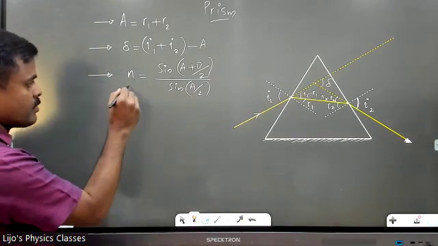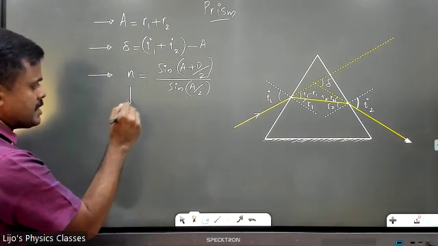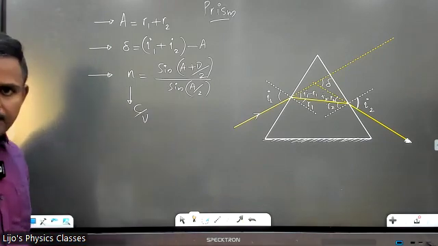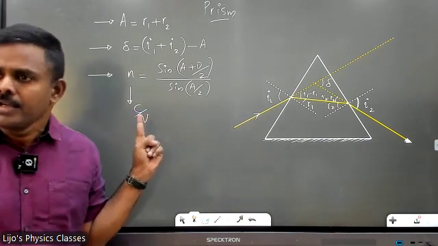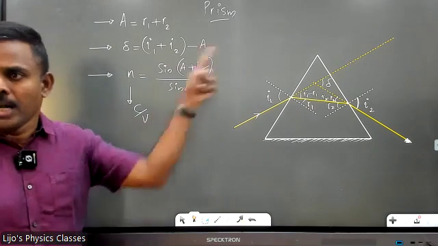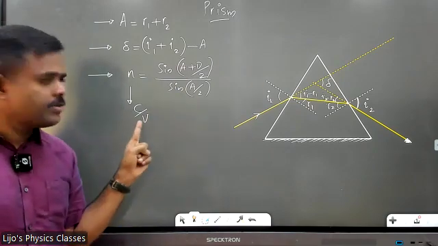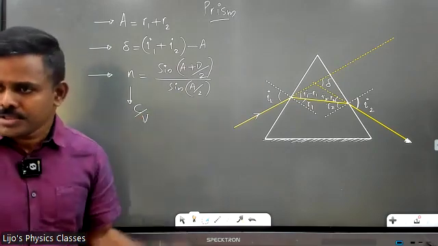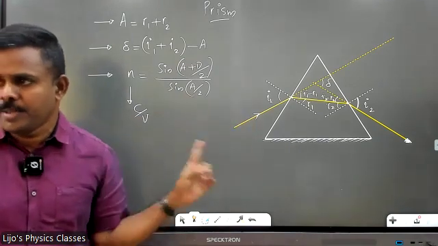N may be written as C by V. Do you remember this? Velocity of light in vacuum by velocity of light in medium. All others will be given. They will ask you to find the velocity of light, V. Understood? Got it? All other values will be given.